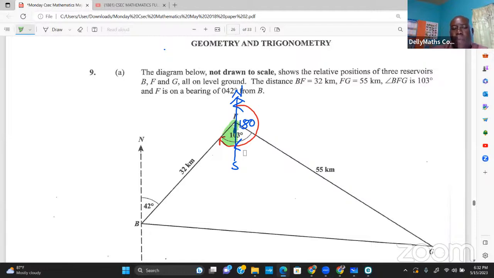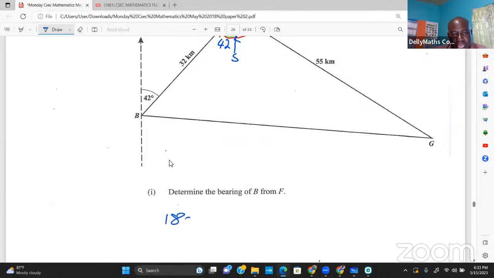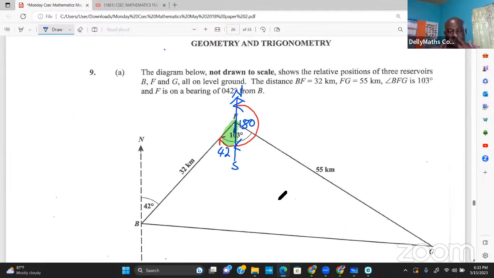So then, you will agree also that Z angles are equal. Alternate angles are equal, which means that this is 42. So then, the bearing of B from F will be a combination of 180 plus 42. Check that out. 180 plus 42. And this will give us 222 degrees. That's the bearing. Now, what if you never saw that? Then what we could do is this. So let me just show you something at the side here.